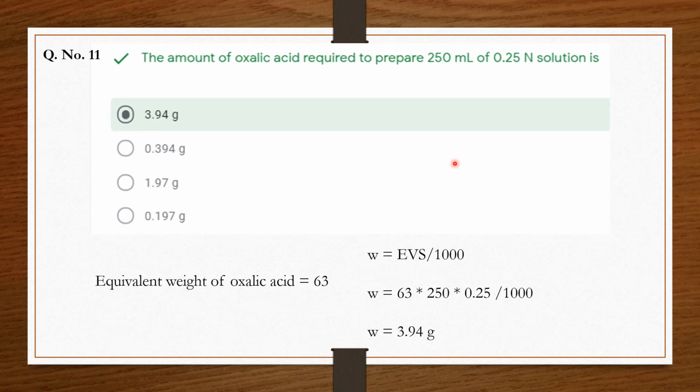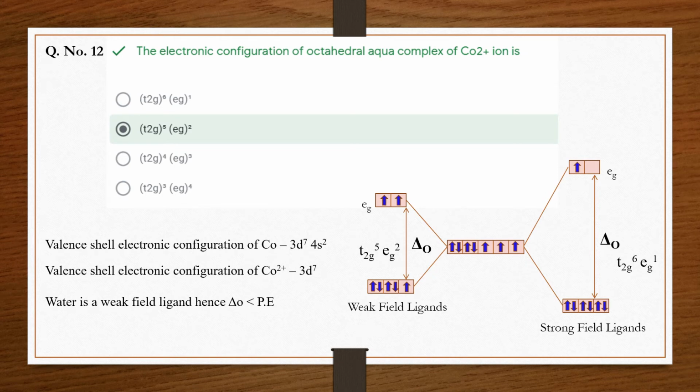The next question is: the amount of oxalic acid required to prepare 250 ml of 0.25 normal solution. This is one of the easiest questions. The equivalent weight of oxalic acid, as we know, is 63, and the weight can be calculated by this simple formula, E V S by 1000, where E is the equivalent weight, V is the volume of the solution required, and S is the strength required, divided by 1000. If you substitute the values here, we can get the answer, that is 3.94 gram.